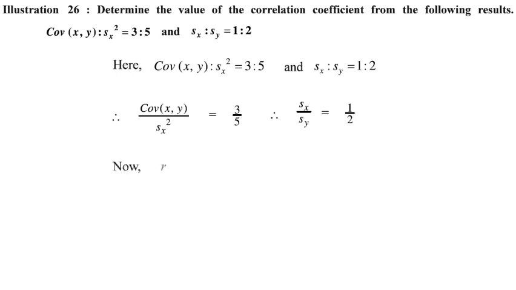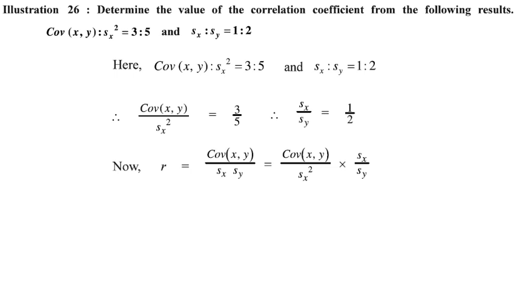Now we know that r is equal to covariance xy upon sx into sy. This is a formula which we already know. So we are going to convert that formula into a form which we can use with the given values. That is covariance xy upon sx square, which is given, into sx upon sy, which is also given. If we are wondering how to solve this, you can cancel the sx in the numerator with sx square in the denominator, and you will be left with covariance xy divided by sx into 1 upon sy.